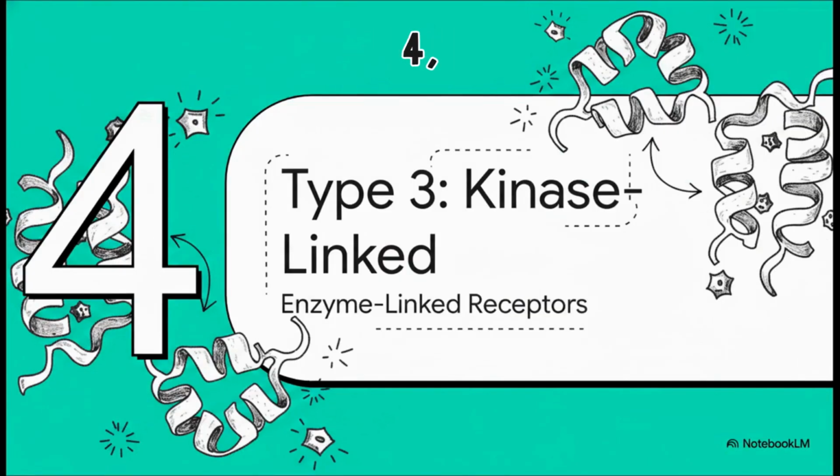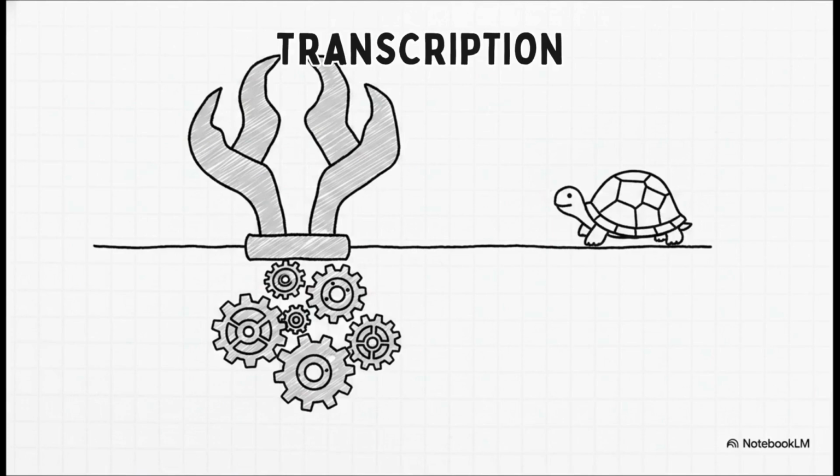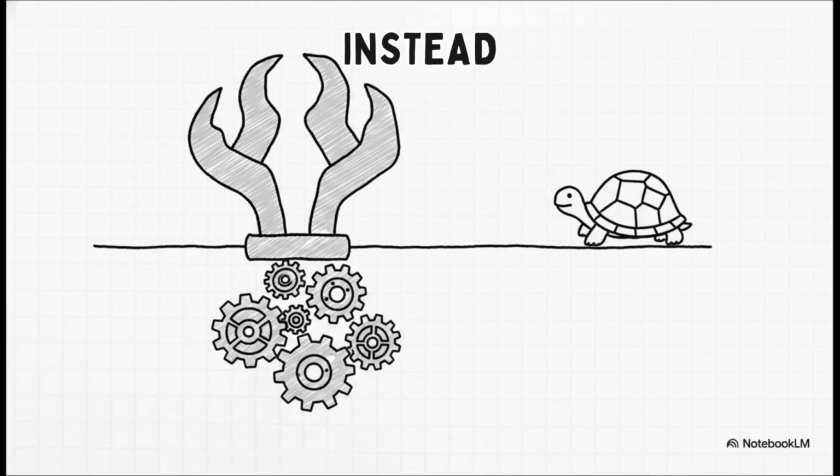Next up, Section 4, Type 3, kinase-linked receptors. These are a completely different beast compared to those 7-pass GPCRs. These receptors typically just feature a single membrane-spanning helix. They've got this massive extracellular domain to catch really large protein ligands, and an intracellular domain that is just packed with enzyme activity. And because they ultimately regulate things like gene transcription and protein synthesis, their effects are way slower. We're talking hours instead of milliseconds, and they profoundly dictate cell division, growth, and metabolism.